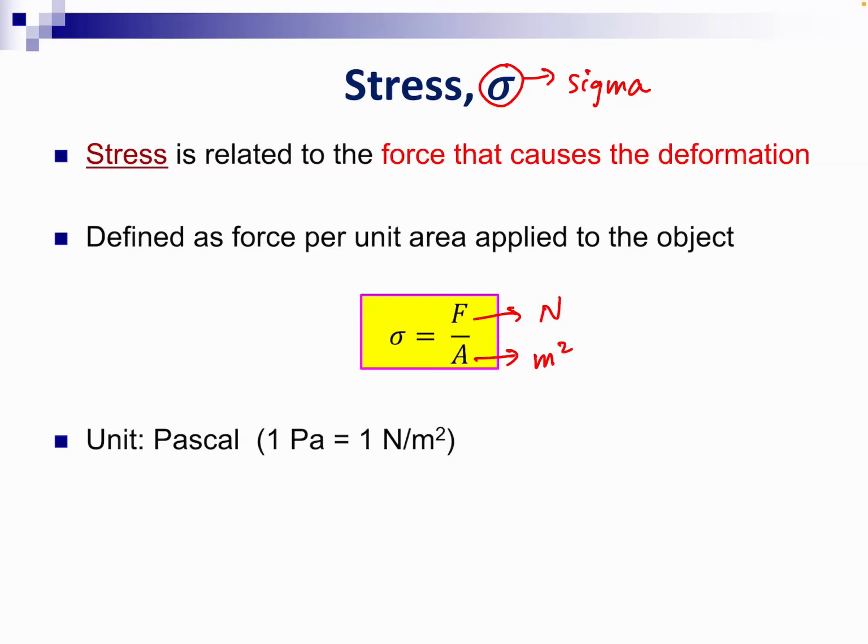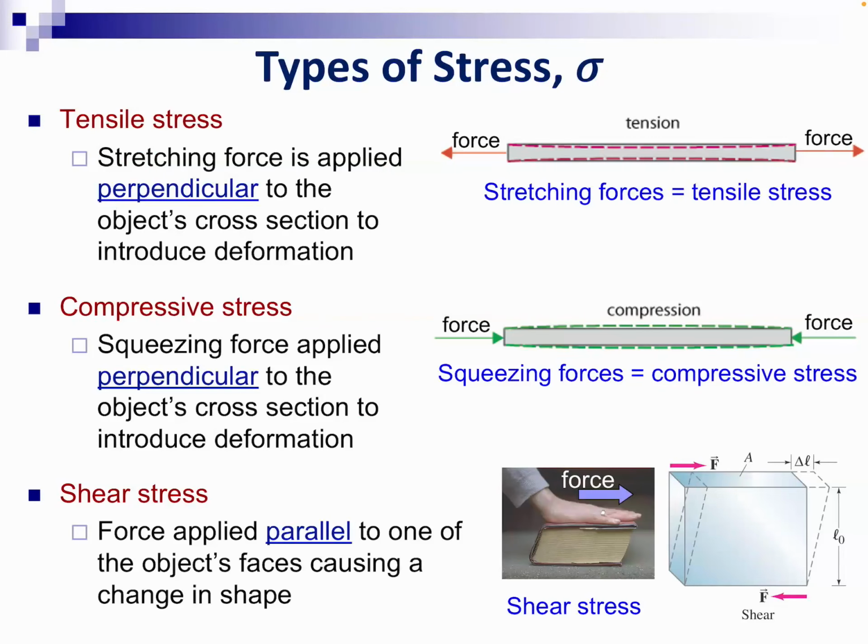The corresponding deformation is what we call strain, which we'll talk about later. But in terms of stress, there are three kinds of linear stress. We can classify linear stress as tensile stress, compressive stress, or shear stress. They're all linear stresses, meaning the force is applied over a linear region, and the deformation also occurs along one dimension, along a line.